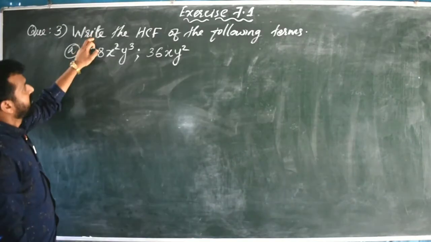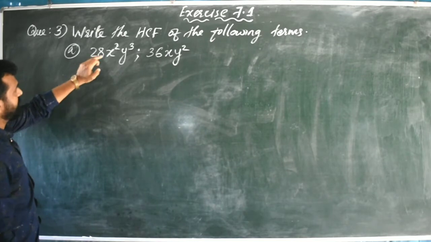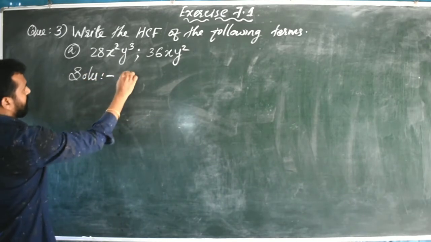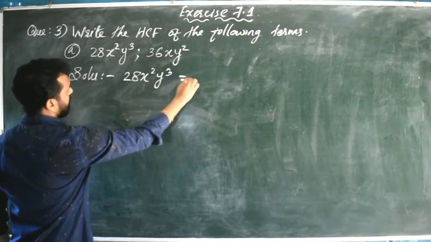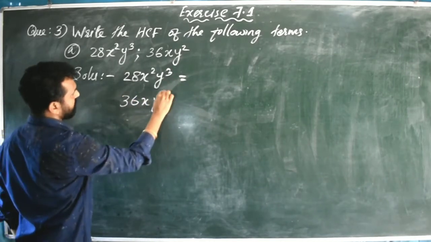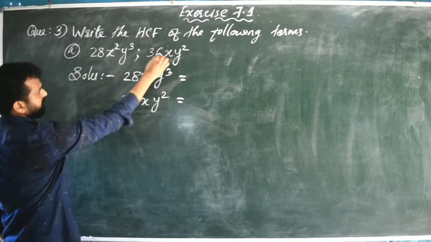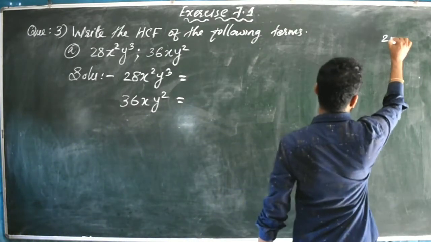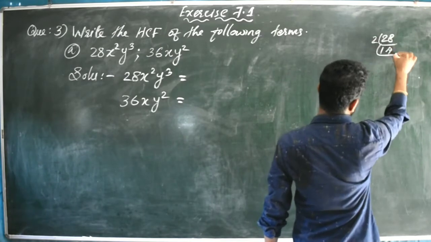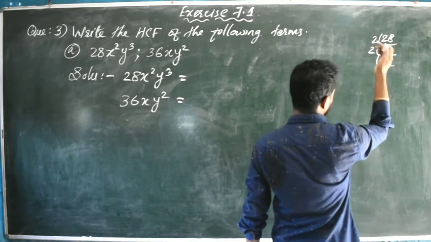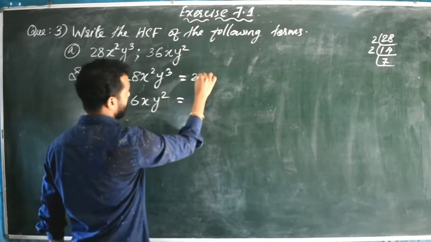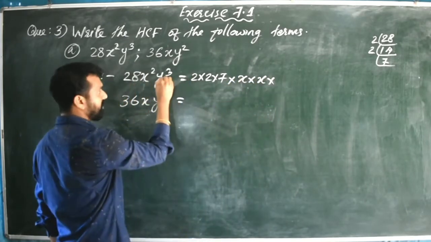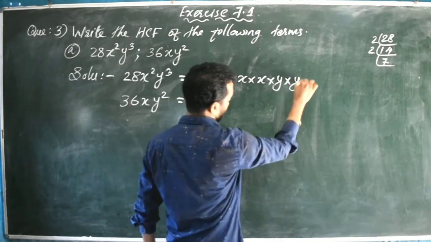Now question number 3: write the HCF of the following terms, 28x square y cube and 36xy square. We have to find the HCF of these two terms. For that, first we have to factorize the numbers. 28 divided by 2 is possible, 2 fours are 8, divided by 2, 2 sevens are 14. Again 7 only, so 2 into 2 into 7. Then 2 into 2 into 7 into x square, x into x, into y cube, y multiplying 3 times, that is y into y into y.